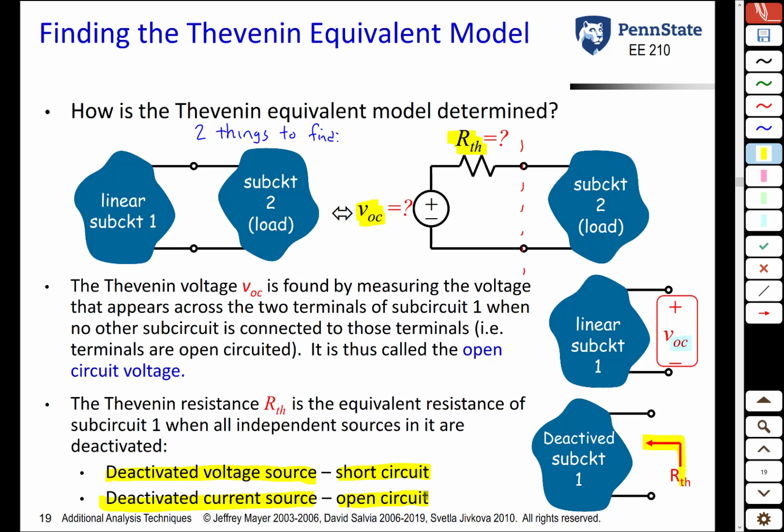You can use whatever circuit analysis techniques to find that open circuit voltage. For finding our Thevenin, however, we're going to see that there are multiple approaches you can use. Some are simpler, some are more difficult, but depending upon the type of circuit, not all of the different methods work. So let's go over the different methods for finding our Thevenin, and then we'll do some examples along the way.